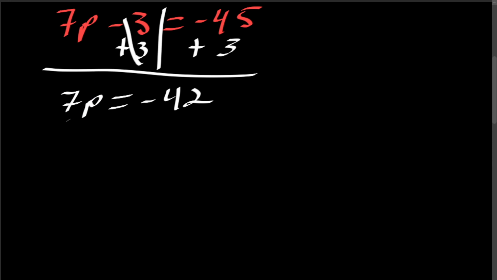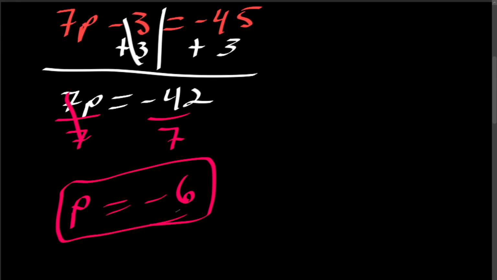This is 7 times p, so we would divide by 7 on both sides. So p is equal to negative 42 divided by positive 7. It's going to give me a negative 6. Let me double check that that's right. That is right. Let's do one more just for the sake of trying to show you one that may be a little bit more difficult.